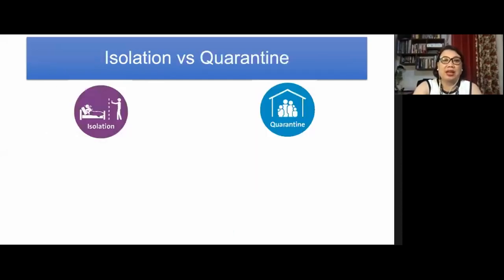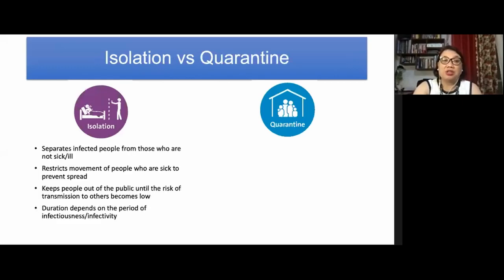What is the difference between isolation and quarantine? Isolation separates infected people, or people who are already sick or those who have signs and symptoms of disease, from those who are not sick or ill. It basically restricts the movement of people who are sick in order to prevent further spread of infection. It means keeping people out of the public, confining them at home until the risk of transmission to others becomes low. The duration of isolation depends on the period of infectiousness or infectivity of a particular disease.